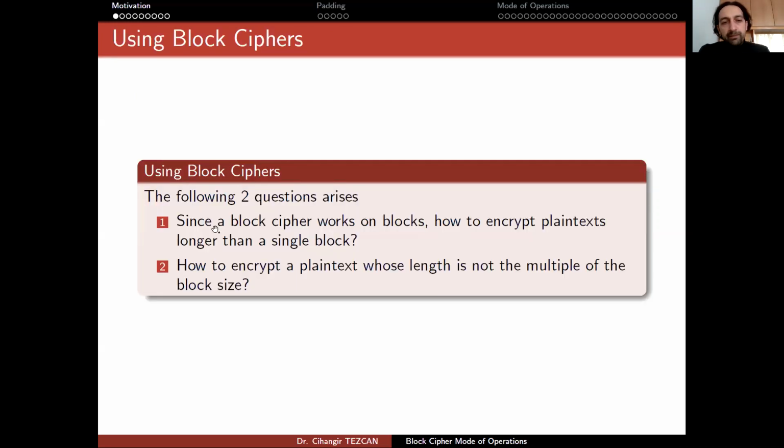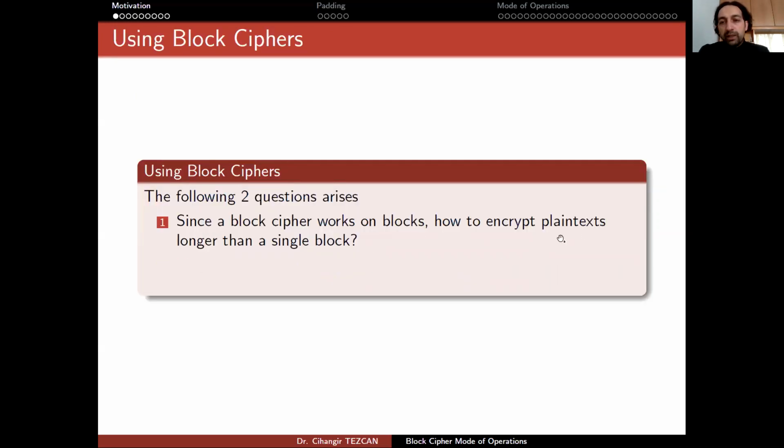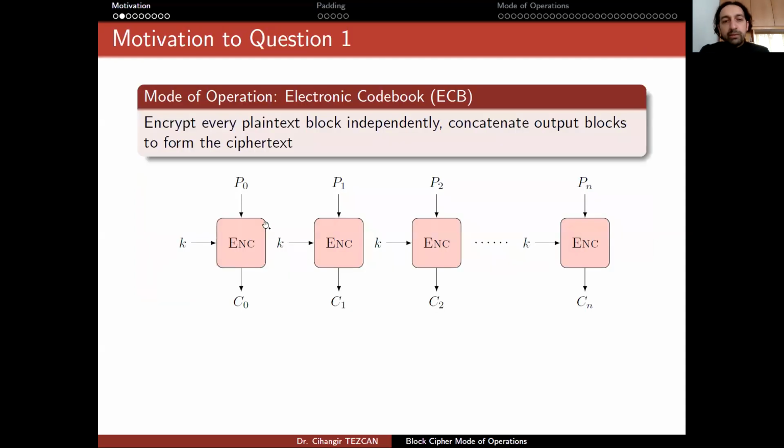So question one was, since a block cipher works on blocks, how to encrypt plain text longer than a single block? So assume that you have many blocks, in this picture M blocks, and you want to encrypt them with an encryption algorithm that you use. So easiest thing that comes to the mind is that encrypt every plain text block independently. Like here, use your secret key, encrypt the first block and obtain the first ciphertext. Then encrypt the second plain text block with the same secret key, obtain the second ciphertext block. And at the end, you have n ciphertext blocks. You can actually say n plus one, since we start counting from zero. So you can concatenate all of them and obtain the ciphertext.